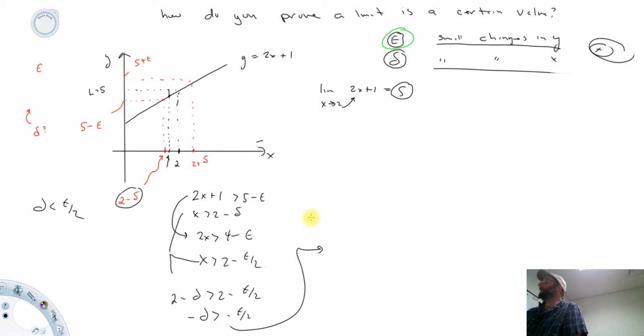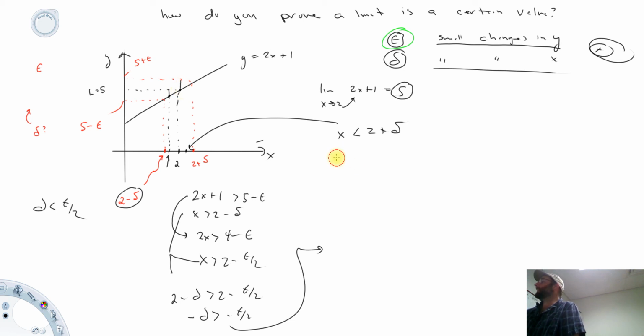Now we're not quite done yet. Now we're going to take a look at the other side. All right, so imagine a point over here. Right there. Now, first of all, we need x to be to the left. Mathematically, that means less than 2 plus delta. Now, we look up here. Notice that the function, we need to be below 5 plus epsilon.